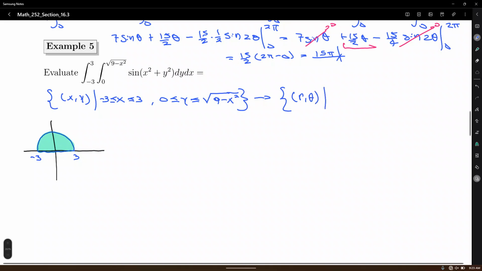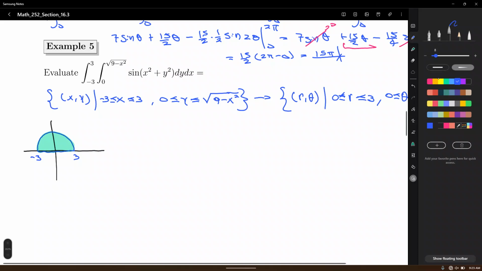All right, so this is telling us that the radius varies between 0 and 3, and the angle in this case, what about the angle? 0 and pi, right? So we got this figured out. All we need is to set up the integral. So let's talk about the integral.